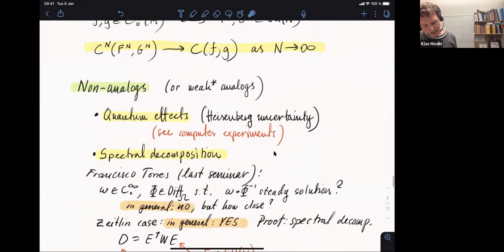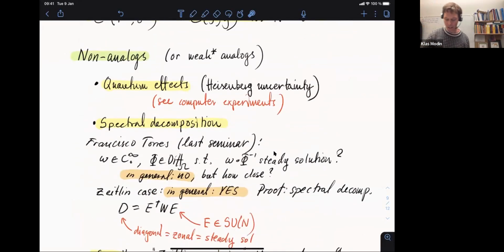Here are some non-analogs, or if you like, they are analogs only in the weak star sense. So there are some quantum effects. And in fact, I think if you don't mind, I will just show you a little bit what I mean with this.